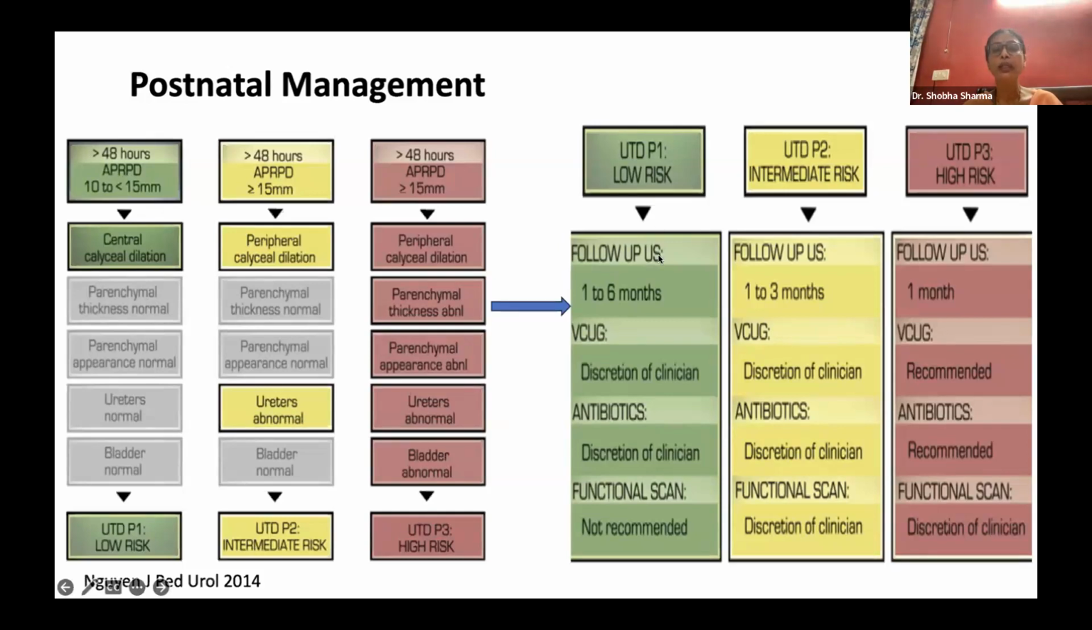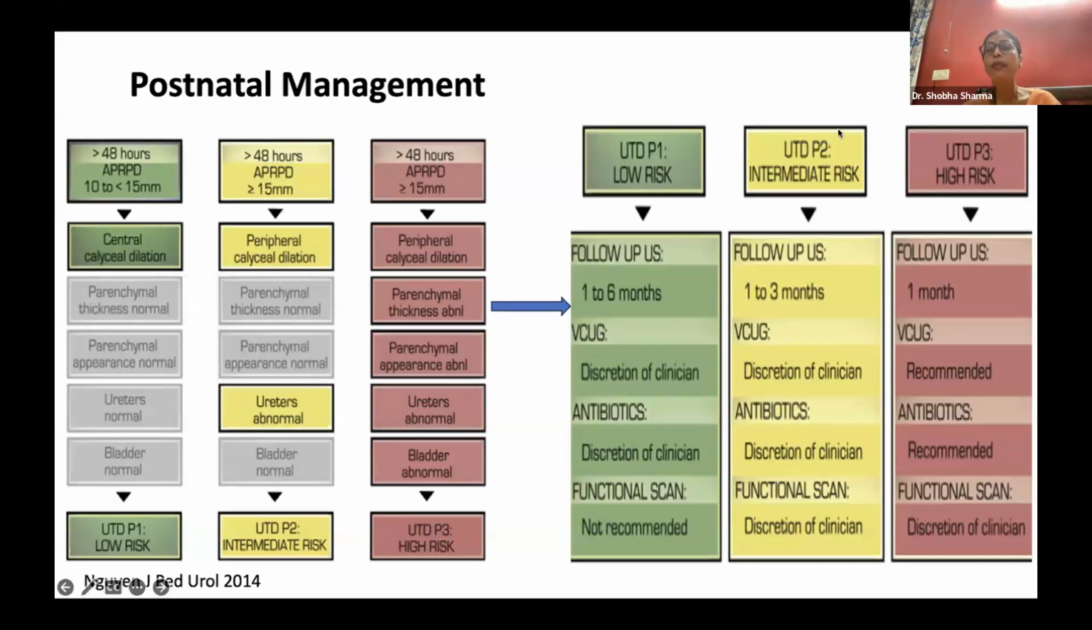So in the low risk, they have low risk will be those who have after 48 hours UTD or RPD of more than 10 but less than 15 millimeters, or may have some central calyceal dilatation. For these babies, they just recommend follow-up ultrasound at 1 to 6 months of age, and VCUG and renal dynamic scan they have left to the discretion of the physician, and antibiotics again they have left to the discretion of the physician.